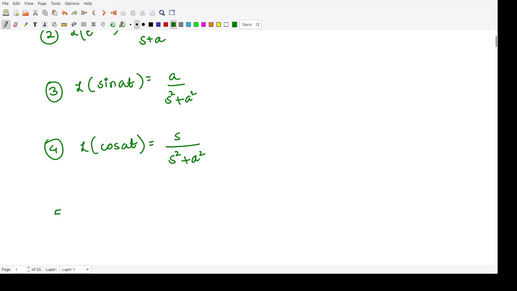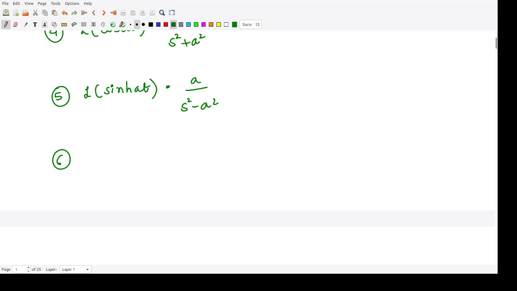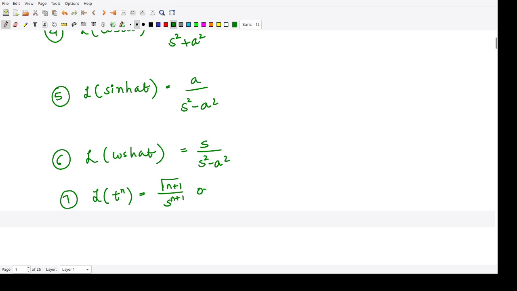square. Then we had the Laplace transform of sin hyperbolic at, that was equal to a divided by s square minus a square. And then the Laplace transform of cos hyperbolic at, it was equal to s divided by s square minus a square. And then lastly we had the Laplace transform of t to the power n. It was either equal to gamma of n plus 1 divided by s raised to power n plus 1, or it is equal to n factorial divided by s raised to power n plus 1.